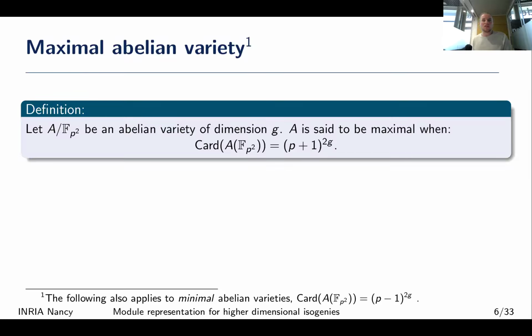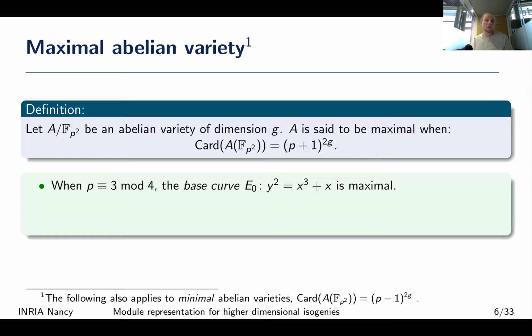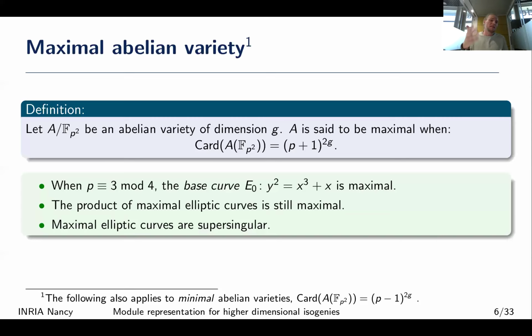So some examples of such maximal abelian varieties. The first, maybe the easiest, that we have already in the cryptographic setup, is when we work in characteristic that is 3 mod 4. Then we have those elliptic curves that are in fact maximal. Now, if we also take the product of maximal elliptic curves, we end up with a new maximal abelian variety. And I just wanted to note that we really are in the quaternionic case, since maximal elliptic curves are supersingular. So you see that it's a very precise family of abelian varieties, but it's in fact the one that we encounter when we are doing isogeny-based cryptography. So I'm fine staying in this context.